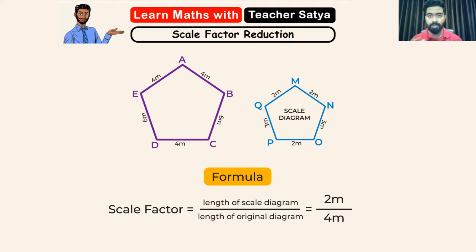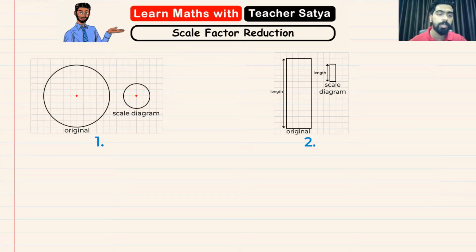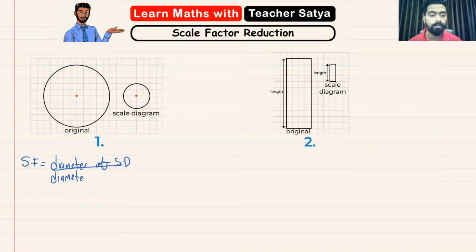All right, guys. Now let's take this understanding and solve a few questions. If we take a look at question number 1, we see that the scale diagram is smaller than the original diagram. And when a scale diagram is smaller than the original diagram, we know that it is a reduction. All right, guys. And in order for us to find the scale factor, we are going to take the diameter of the scale diagram and divide it by the diameter of the original picture.